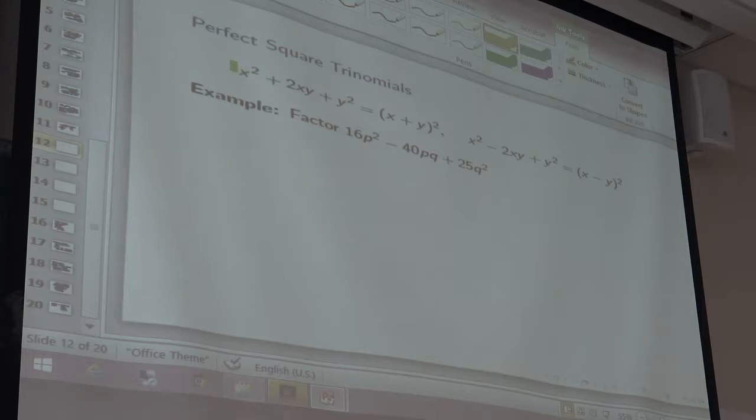And you want to remember this because without knowing this, you may have some trouble doing the factorization. So you want to know this. Anyway, let's apply this in here. So we have 16p squared minus 40pq plus 25q squared. Now we're going to do the factorization.